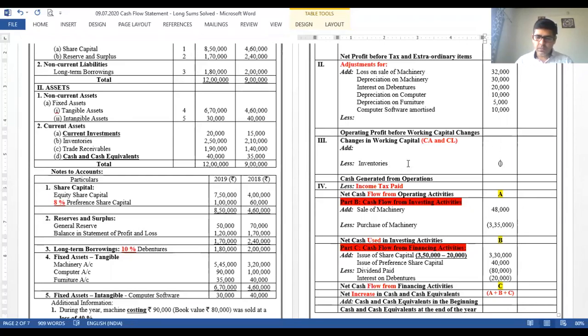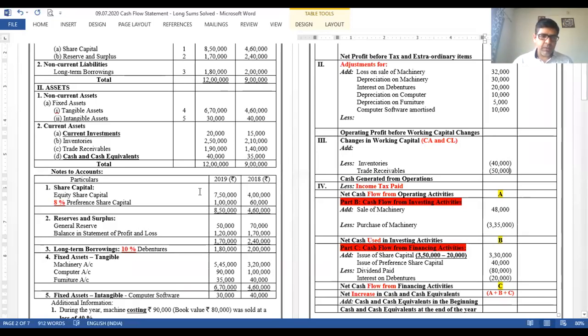Difference is 40,000, 210 to 250. Trade receivables went from 140 to 190, increased. Again current asset increases, so outflow. Let me put it over there. Trade receivables, right? And amount, how much is the amount? 140 to 190, 50,000.